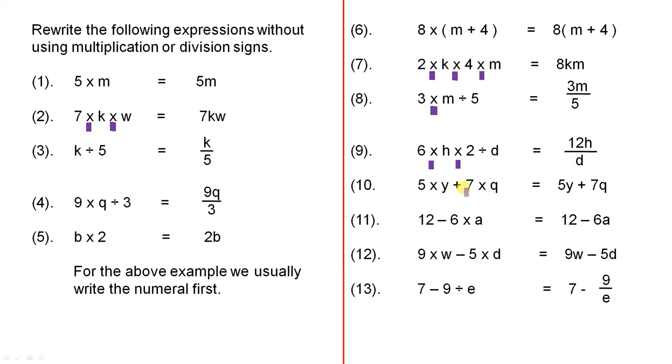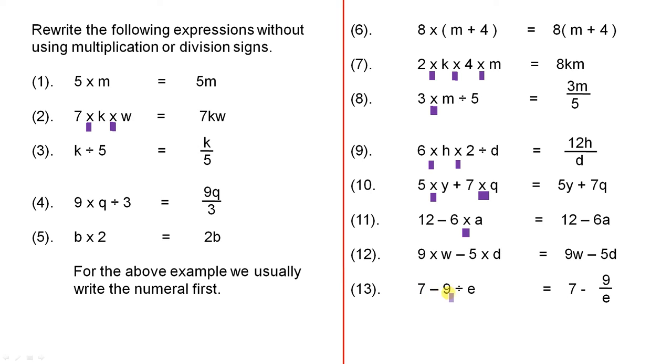5 times y plus 7 times q. So there's the multiplication sign there and there. 5 times y is 5y, 7 times q is 7q. So it's 5y plus 7q. 12 minus 6a, there's the multiplication. 6 times a is 6a, so it's 12 minus 6a. 9 times w minus 5 times d. 9 times w is 9w. 5 times d is 5d, so it's 9w minus 5d.